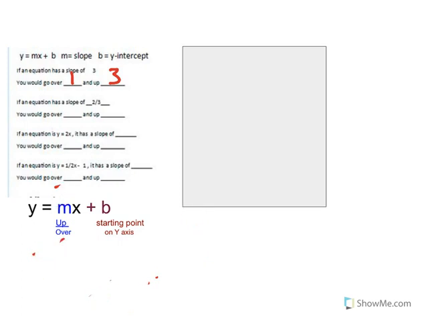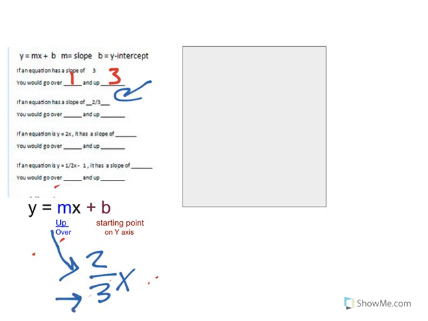The next example is if an equation has a slope of 2/3. I'm going to write that here: 2/3 x. Notice how that's already set up. So it means that I go over, I always think of the under first, underneath.